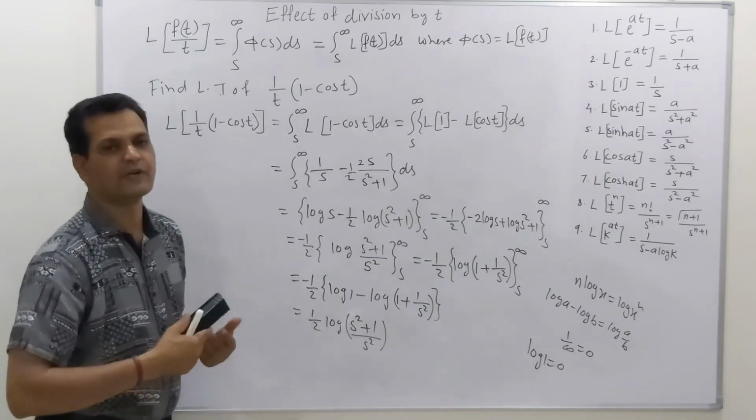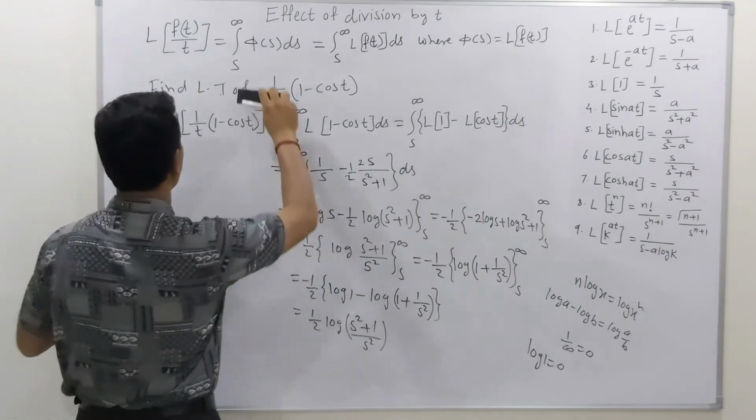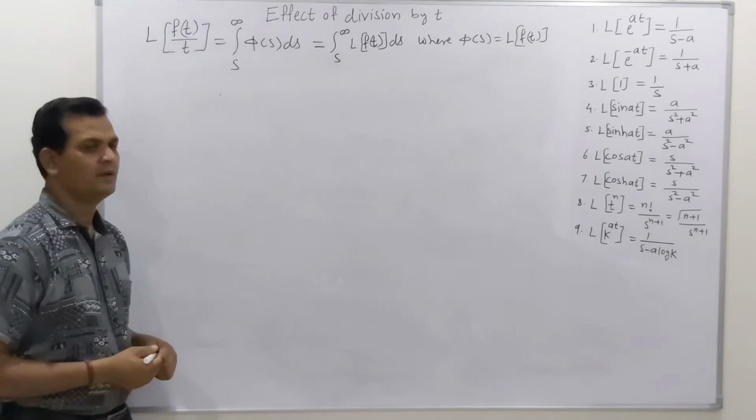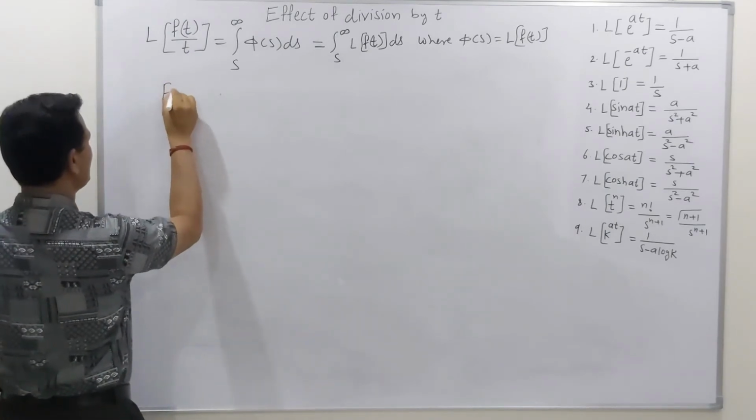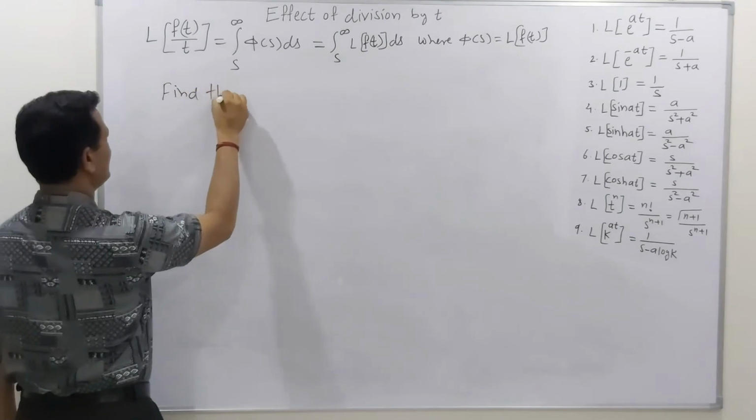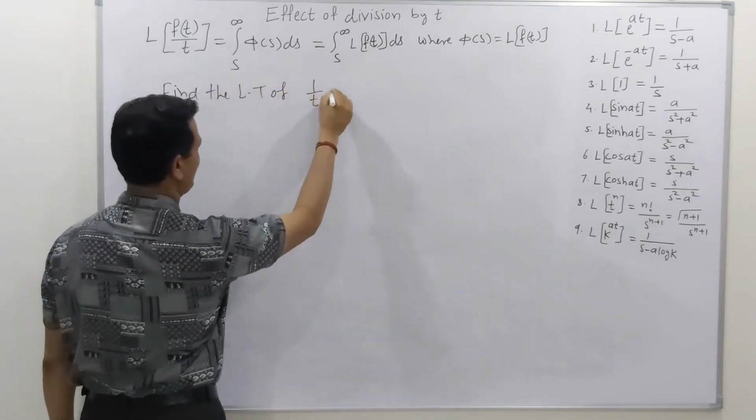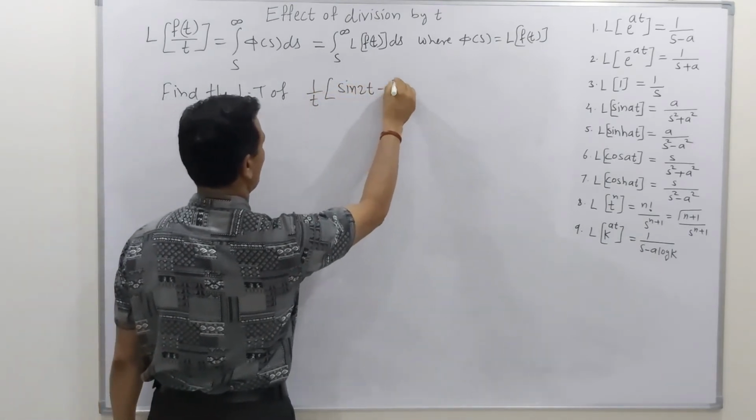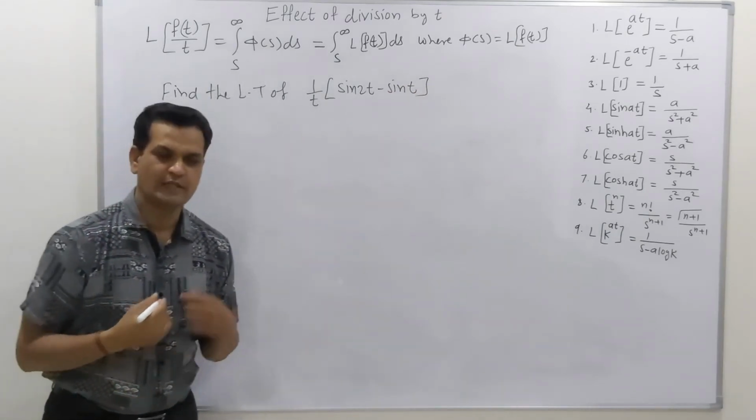Now let's take the fourth example for understanding this concept clearly. Friend, let's take the next example. The next example is: find the Laplace transformation of 1 upon t into sine of 2t minus sine of t. Now let's try to solve this example.